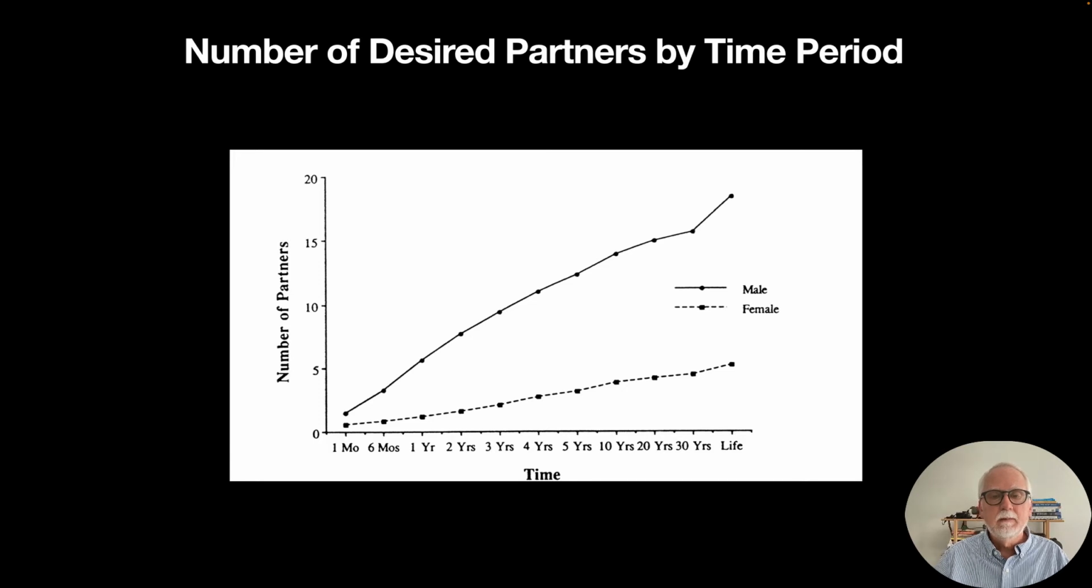Whereas as time goes on, the males in these surveys indicate they'd love to have many, many more partners. In fact, you get up to closer to 20 as their goal. So again, this sort of shows us the Coolidge effect. This is just their number of desired partners, by the way, but again, they're going to be constrained by the number of females that are willing to mate with them.